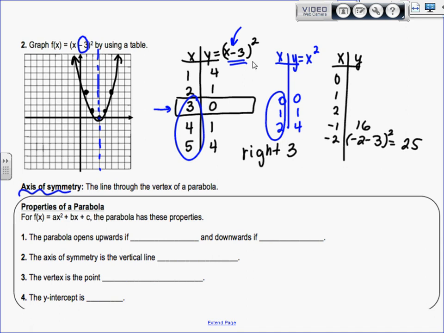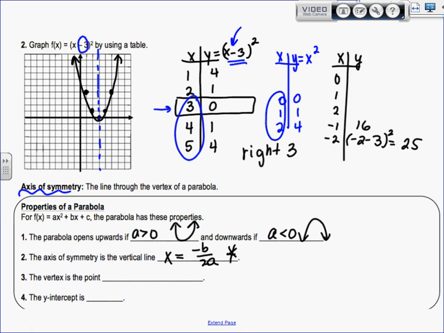All right, so properties of a parabola. It says if you have ax squared plus bx plus c, the parabola has these properties. It opens upwards if a is greater than 0, and downwards if a is less than 0. So if I have y equals positive x squared, it's upwards. If I have y equals a negative x squared, it's downwards. All right, the axis of symmetry is found by doing negative b over 2a. So x equals negative b over 2a. That's something you need to memorize.